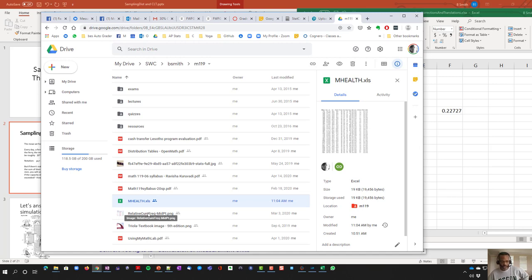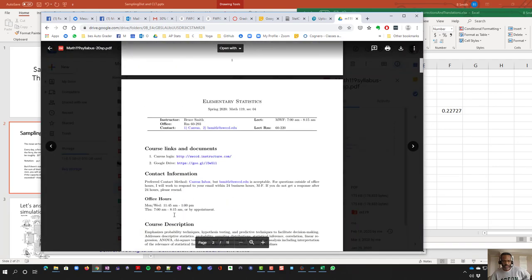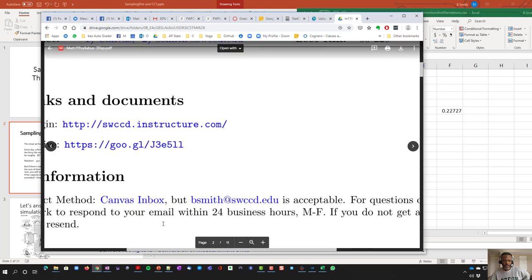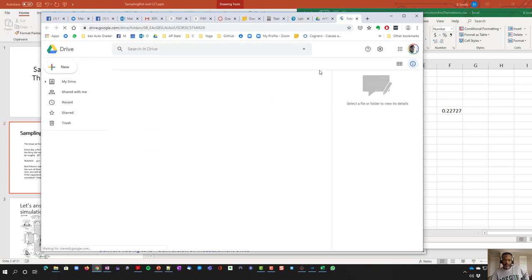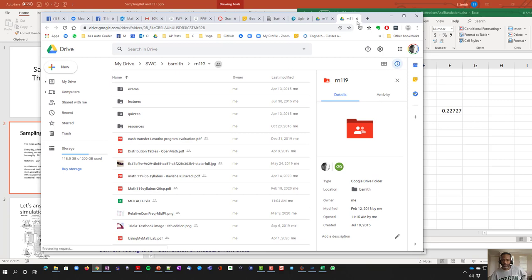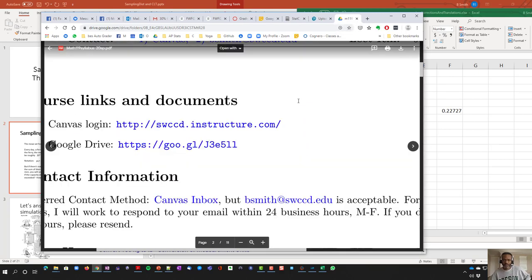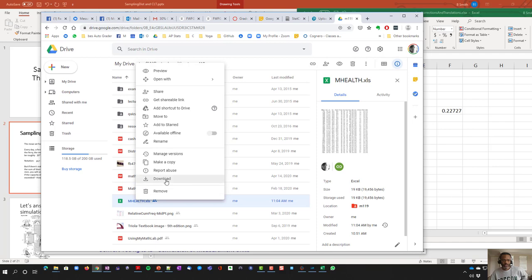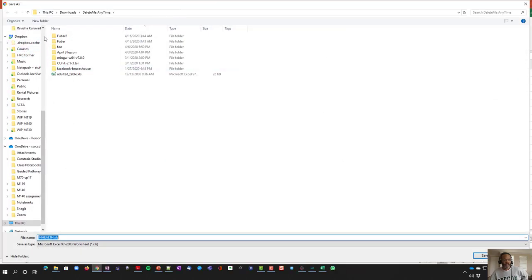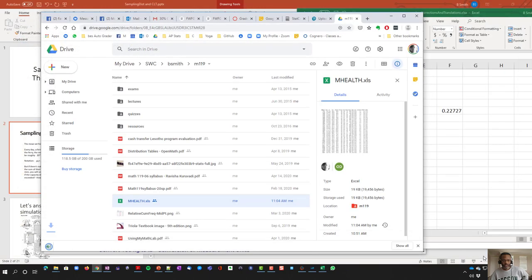So what's the quickest way to get to this Google Drive folder? If you go back to your syllabus, over there I shared with you that there's a link goo.gl J3E5LL. When you go to that link, you might want to make note of it now. When you go to that link, you'll be taken to where we are right now. So in there, you'll see men's health. And so what you can do is download that file and put it onto maybe your desktop or someplace where you can easily find it.